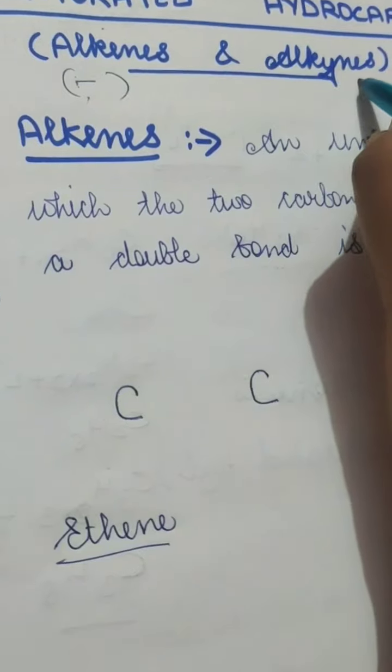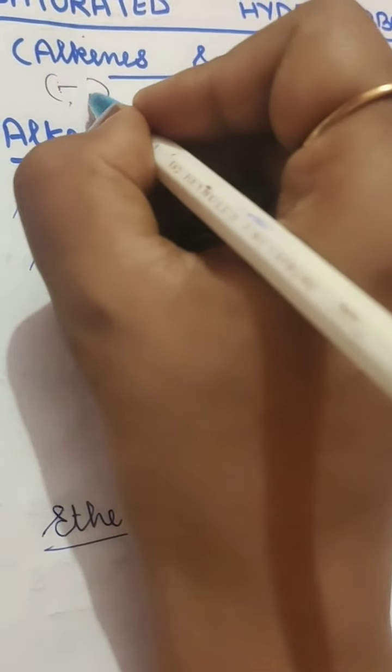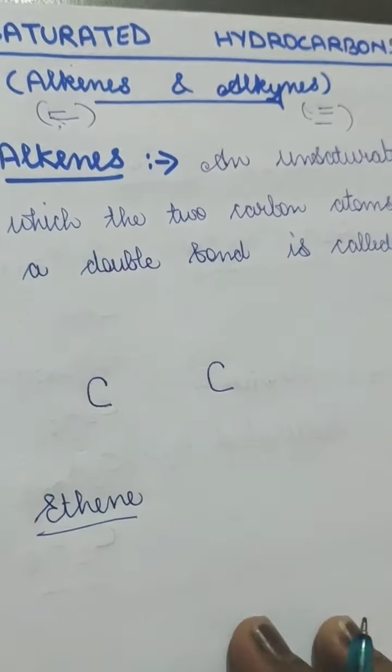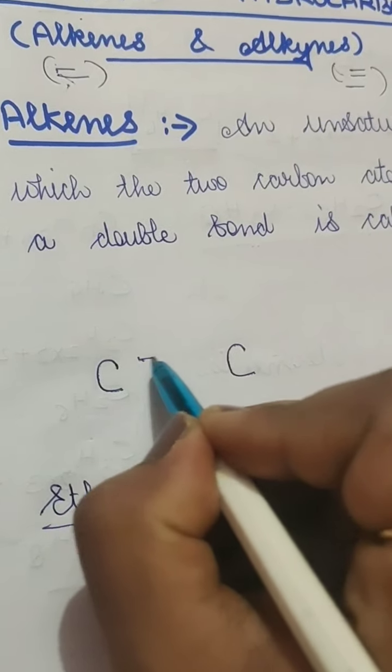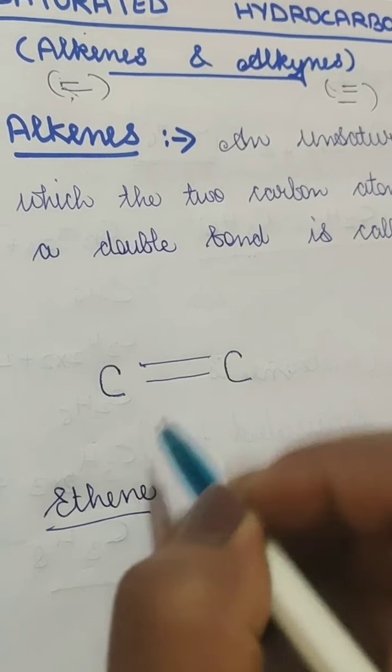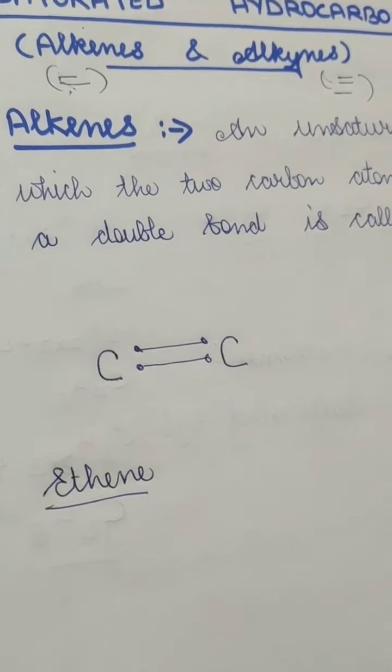Alkanes have single bonds, alkynes have triple bonds, and alkenes have double bonds. Since this is the first, each carbon will share 2 electrons, making a double bond. We can also draw it like this. So each carbon is sharing 2 electrons.